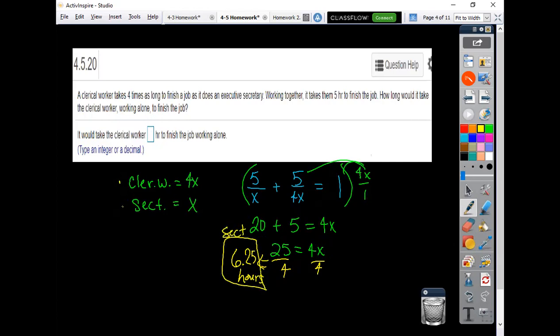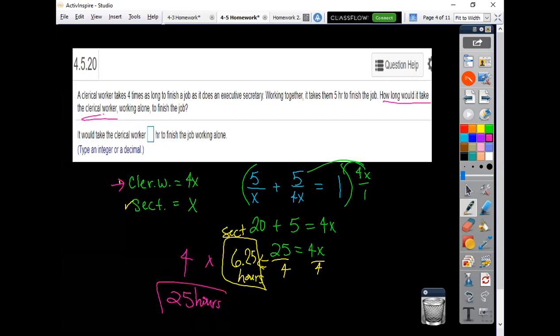X was the secretary. So the question asks for what? They'll always go back and make sure: how long would it take the clerical worker? So for the clerical worker, we have to multiply by 4. And I believe that'll give us 25 hours.